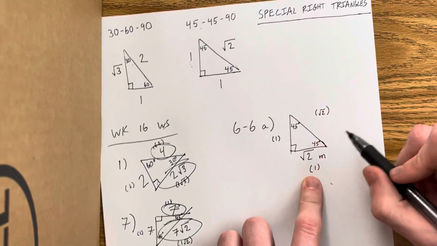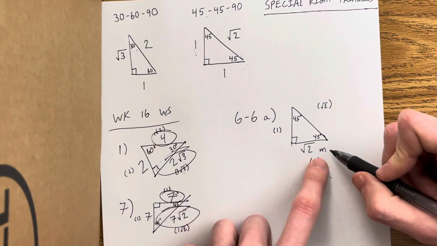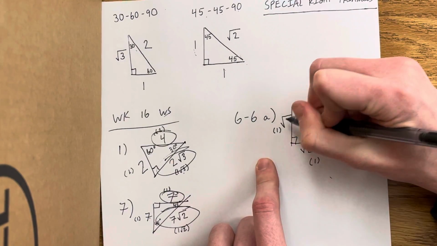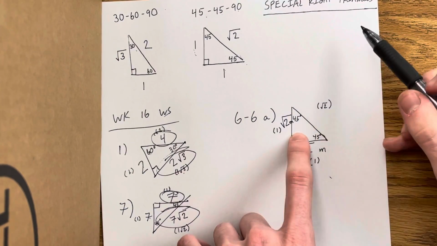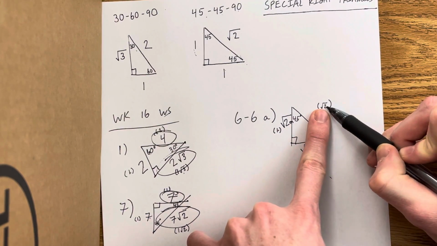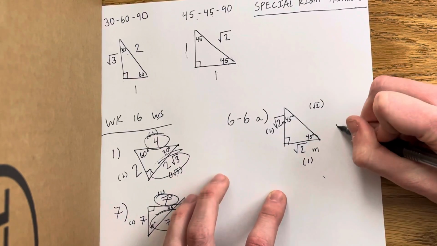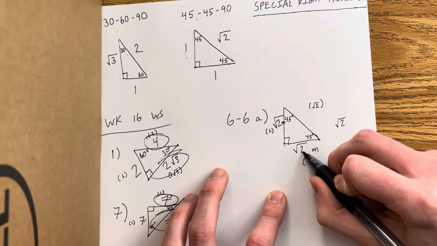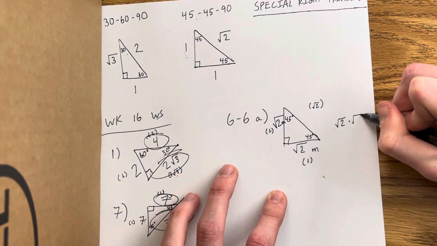So for this one, this represents a value of 1, which means that obviously the legs are the same. So this side is also going to have a value of root 2 meters. And then how do we get from 1 to the square root of 2? Well, we multiply by the square root of 2. So this value right here will be the square root of 2, which is what we started with, times, to get from here to here, the square root of 2.